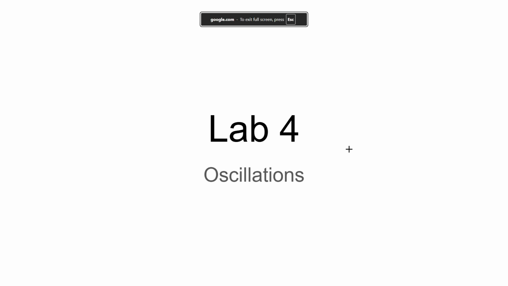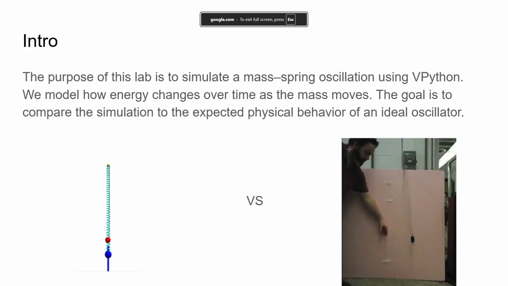Lab 4 Oscillations. Intro. The purpose of the lab is to simulate a mass spring oscillation using VPython. We model how the energy changes over time as the mass moves. The goal is to compare the simulation to the expected physical behavior of the ideal oscillation. This one is the physical behavior, and this one would be the ideal.